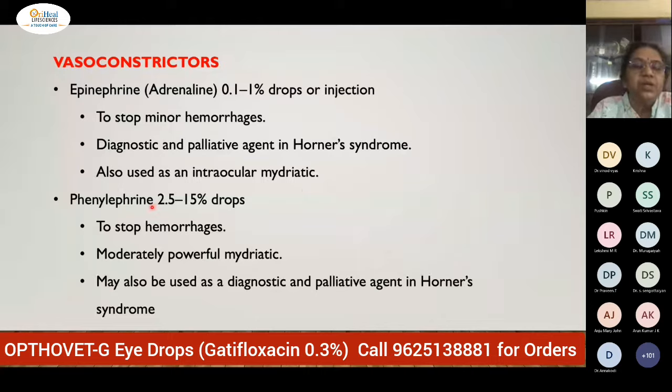Phenylephrine also can be used, but I have not used phenylephrine because adrenaline is available. But one thing you should understand here is whenever you use adrenaline intraocularly, you should use only adrenaline which does not have any preservative. Some adrenaline has sodium bisulfite preservative, so you are not supposed to use it inside the eye.